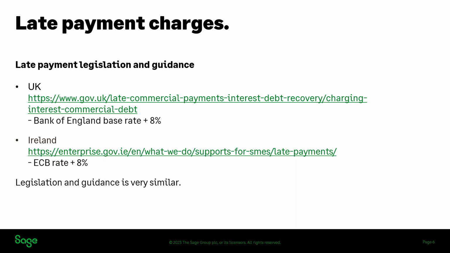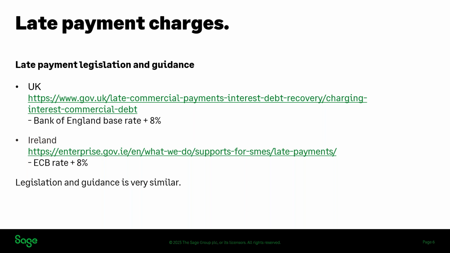Now, I don't want to spend too long on the legislation and the guidance. What I want to do is show you how you would apply that in Sage Accounts itself. So let's say you've got something overdue and you want to start using the credit charges option. How does it actually work?